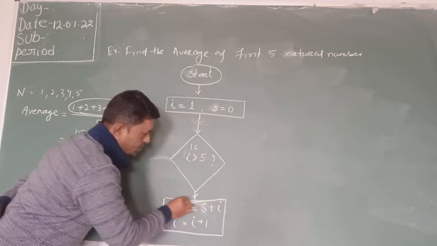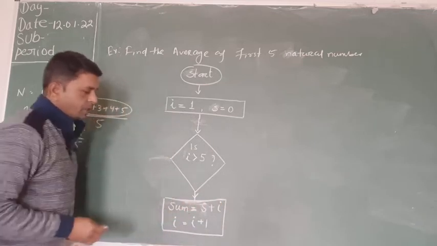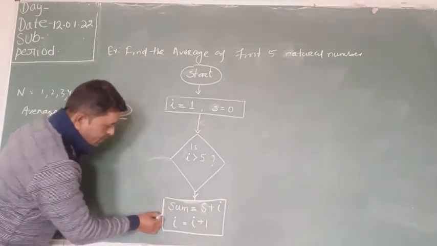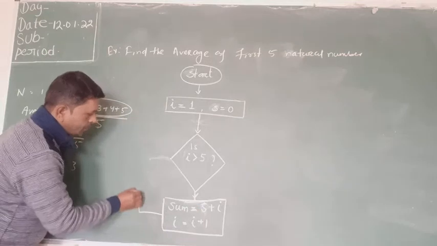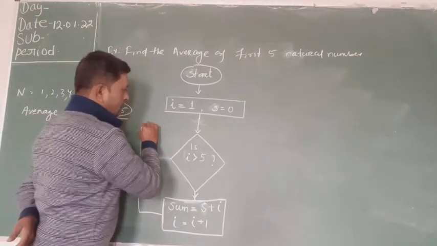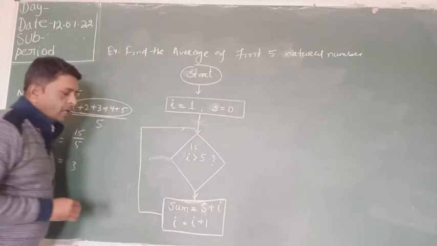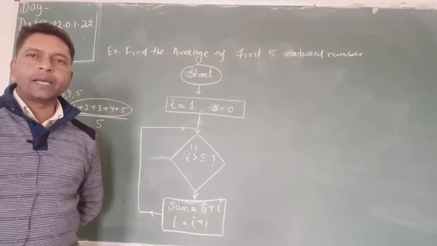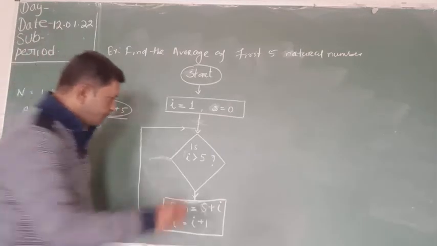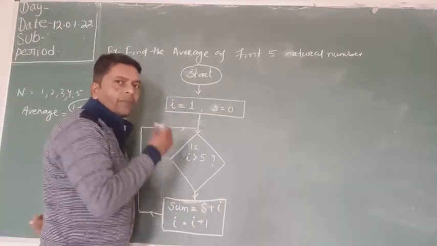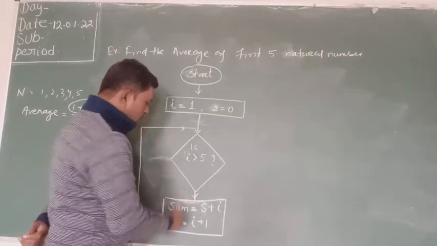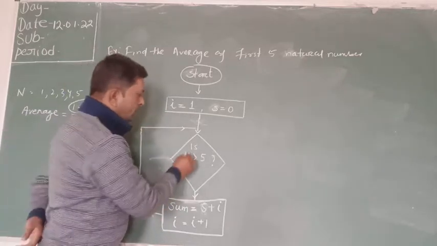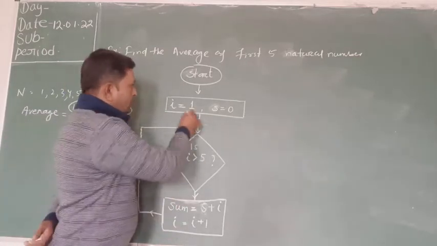This is a processor box, for processing, so a rectangle box will be used. And after that this process will continue till the value of I is 5. Okay, and after that, when counting is completed, the value of I is 6.